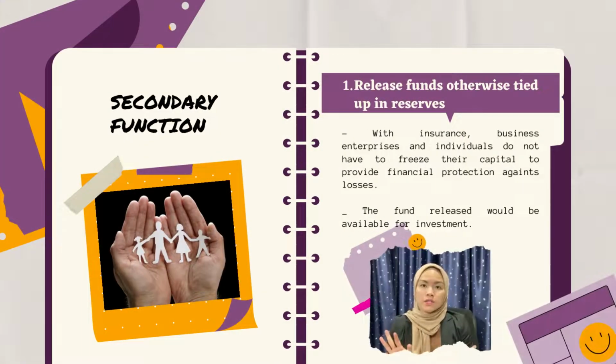There are 9 functions under the secondary function. Firstly, release funds otherwise tied up in reserve. Insurance substitutes a certain premium payment in place of an uncertain loss payment. No prudent businessman will invest a large sum of money without suitable safeguard. In the absence of insurance, a large reserve fund will be necessary. Insurance has the effect of releasing this reserve for further investment and developments.